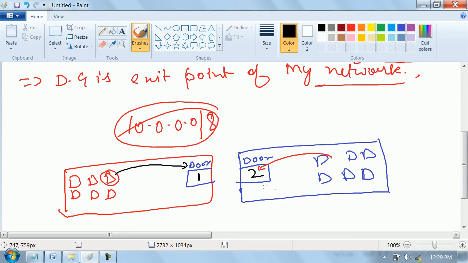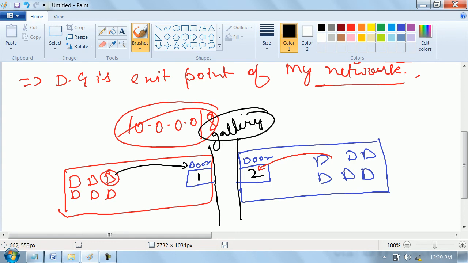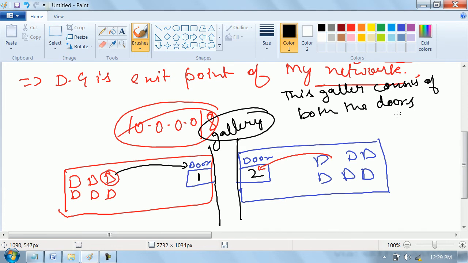Any problem? And what is the use of this gallery? This is a gallery between two rooms. What is the use of this gallery? This gallery consists of both the doors. What will happen? The gallery is the link between two doors, or you can say the gallery is the link between two networks. Agree? Any problem?